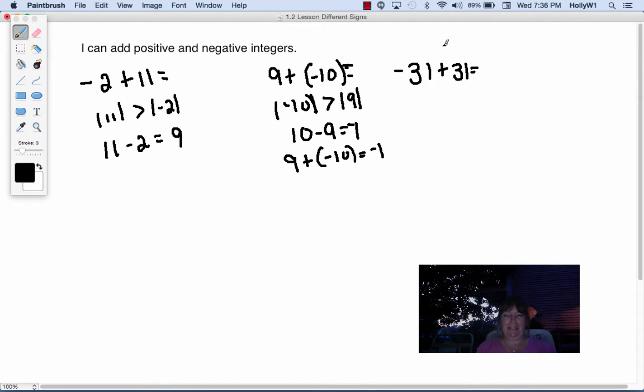The last one is negative 31 plus 31. And these, again, are opposites, so the answer to that is just 0.